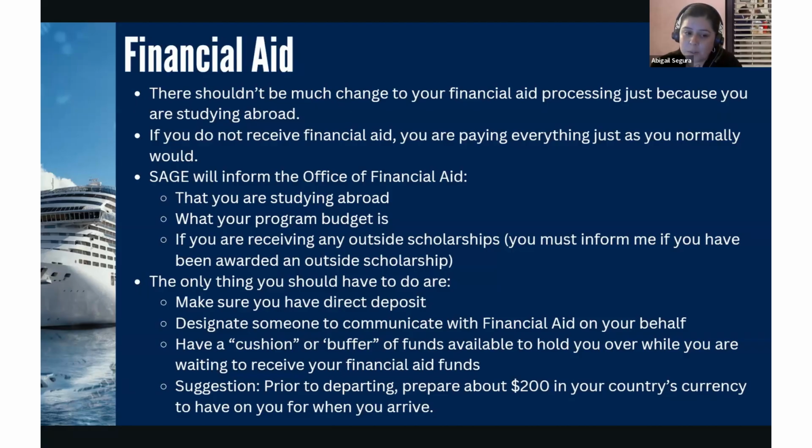The other thing that you have to do is just make sure you have cushion or buffer for funds available to you while you're waiting for financial aid disbursements. So we'll go over disbursement timelines. It's usually 10 days before your program. But just make sure that you have a plan, right? What are you going to do before you have that money? You want to make sure you're budgeting for all of that.